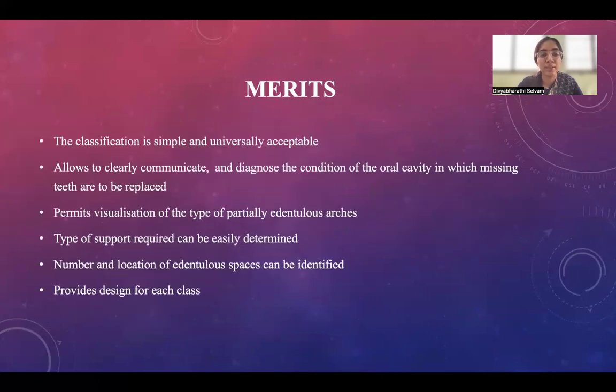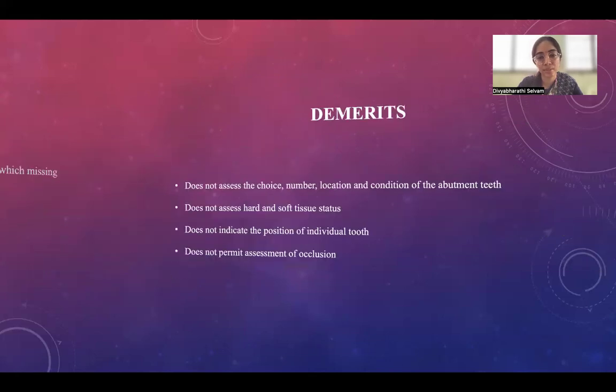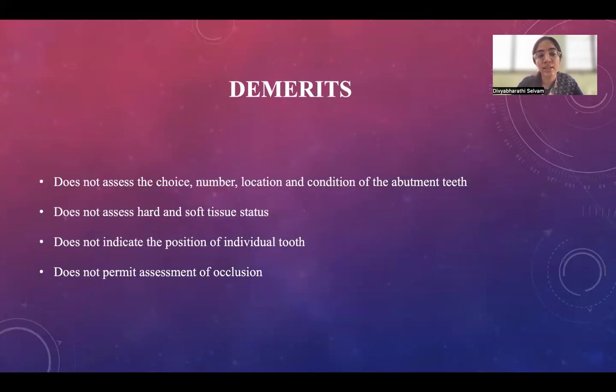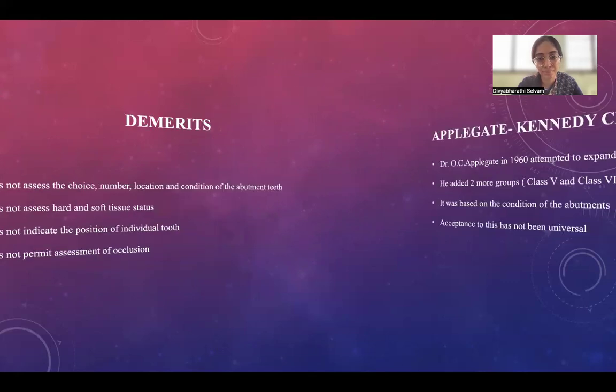What are the merits of this system? The classification is simple and universally acceptable, and allows clear communication and diagnosis of the condition of the oral cavity in which the missing teeth are to be replaced. It permits visualization of the type of partially edentulous arch. It provides the type of support that is required, and the number and the location of the edentulous spaces can be identified. It also provides the design for each class. What are the demerits? It does not assist the choice, number, location, or the condition of the abutment teeth. It does not assess the hard and soft tissue status. It does not indicate the position of the individual tooth and also does not permit assessment of occlusion.